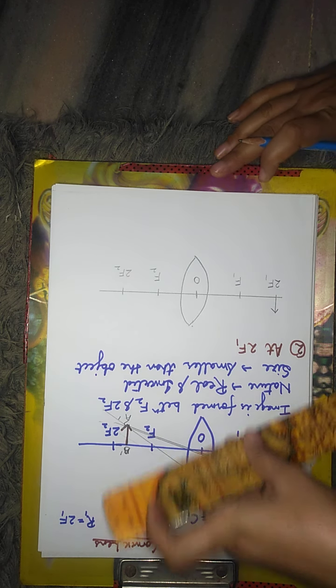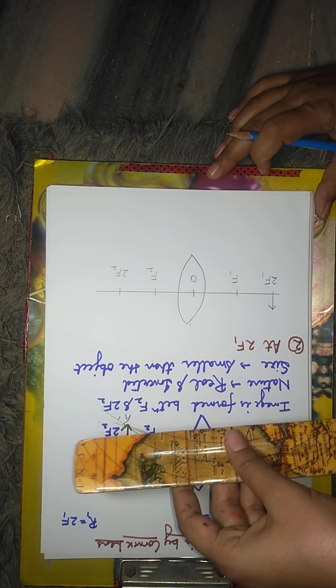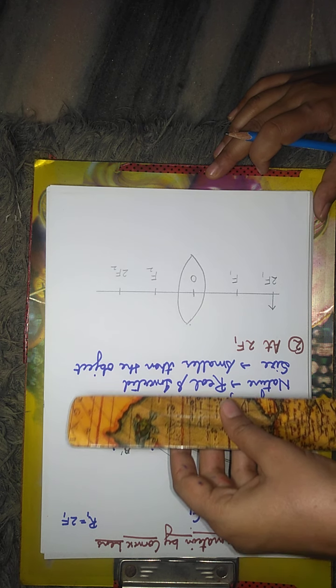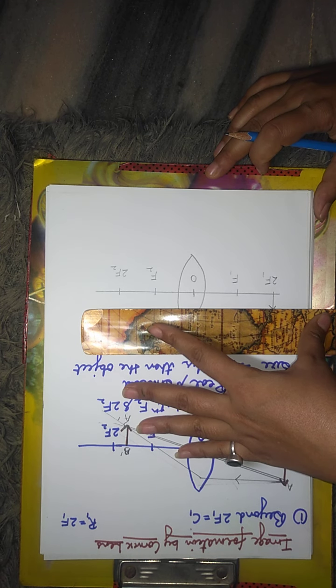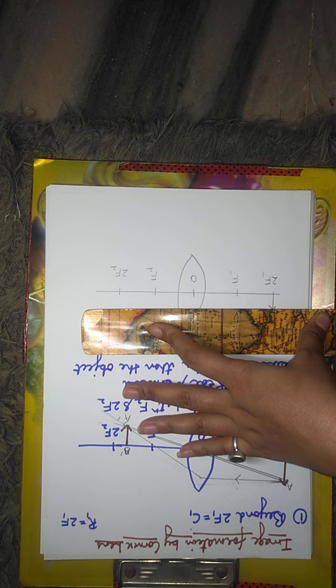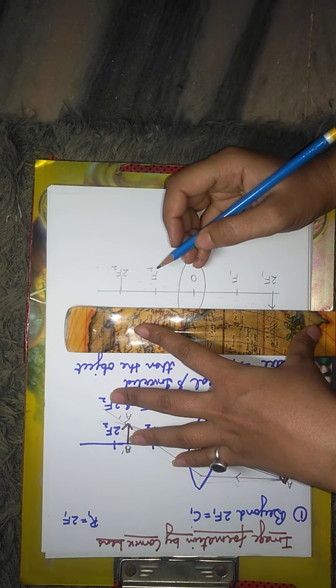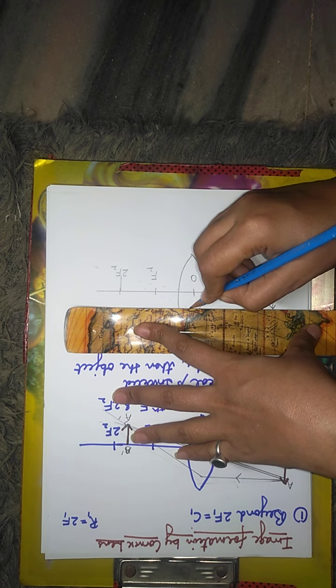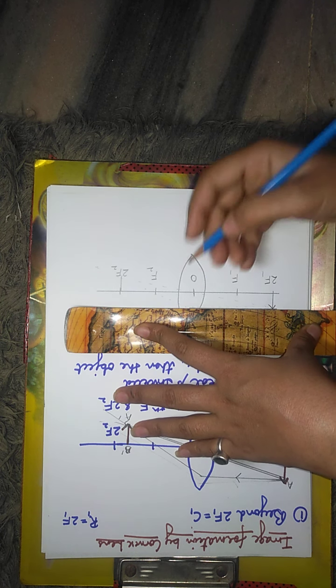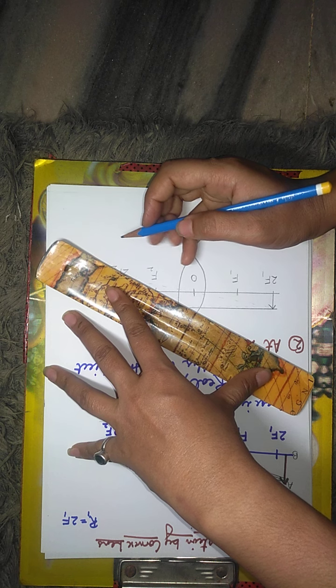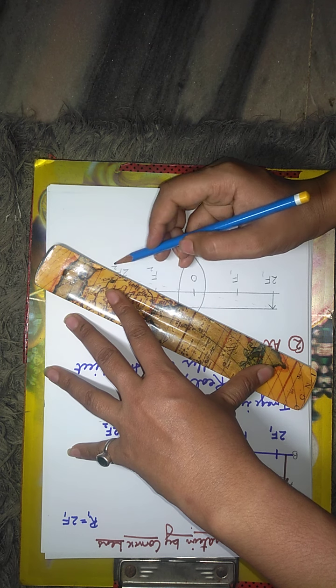So now we have to apply the similar rules. The first rule is that the ray which is parallel to the principal axis will, after refraction, pass through the focus. So this is our parallel ray. It will pass through the second focus after refraction.